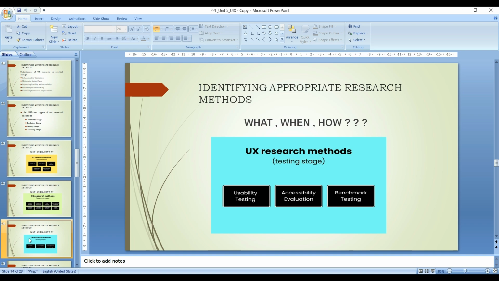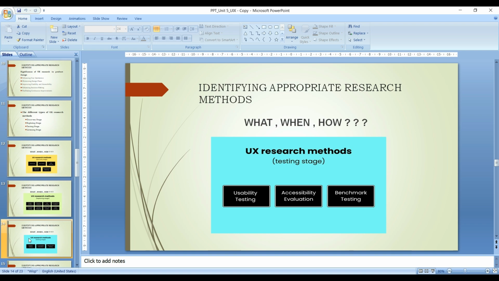Here the basic three testing stages are usability testing, where, based on the usage and the ratings we will be getting, or nowadays YouTube and other channels use the thumbs-up symbol. Based on that, the usability testing and accessibility evaluation, this is how it is being evaluated.